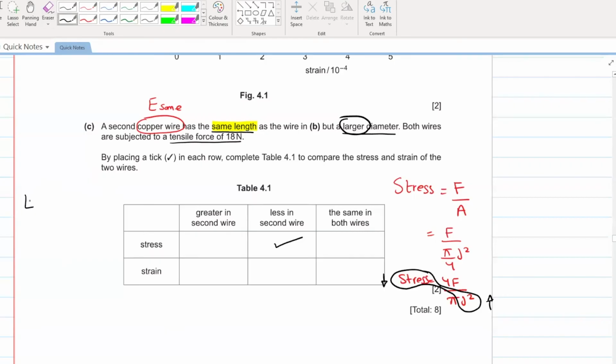Can you realize Young's modulus E is equal to stress over strain? Beta, both the wires have the same Young's modulus because both of them are made of the same copper material. If both of them have the same Young's modulus, that means what? Strain is directly proportional to stress. If stress is less in the second wire, the strain will also be less in the second wire. This is your answer. Is it clear or no?